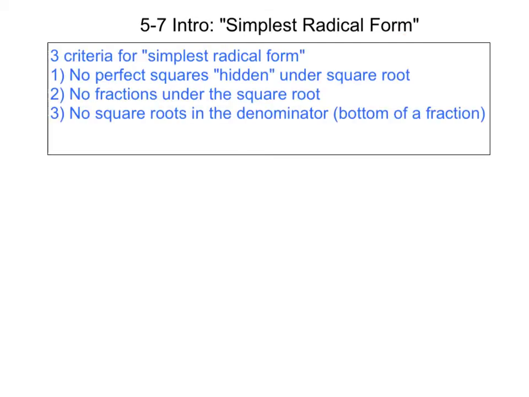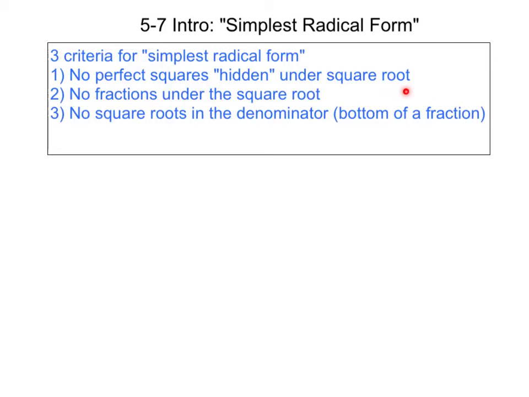Before we hop into 5-7, we're going to do a quick review, and this is where you are told simplest radical form. So we're going to review this from algebra to remember what we have to do when we are told these instructions. There are three criteria to be determined simplest radical form. The first criteria is that there cannot be any perfect squares hidden underneath the square root.